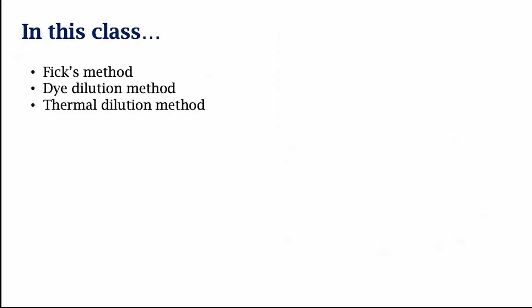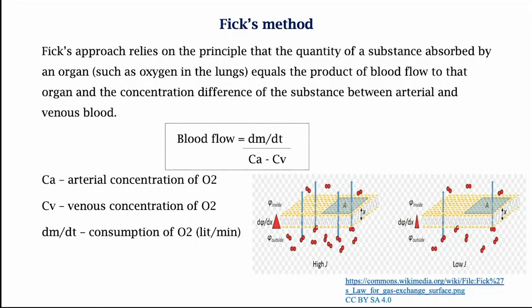So there are essentially 2-3 methods. Of course, we discuss other methods that are more invasive, which we are not interested in. We are more interested in the less invasive methods, which are the Fick method, dye dilution method, and the thermal dilution method. The Fick method essentially computes the oxygen consumption, the blood flow, by finding the mass rate change.